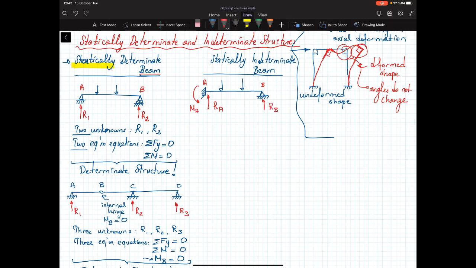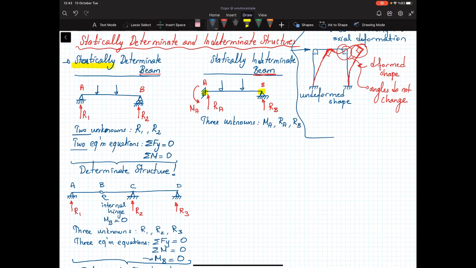Let me repeat one more time. That's a beam. I'm not worried about the axial deformations. And by definition, all the applied loading must be in the transverse direction. So the horizontal components of the reactions at A and B are equal to 0, or I'm not really interested. So how many unknowns do we have? We have three unknowns: MA, RA, and RB.